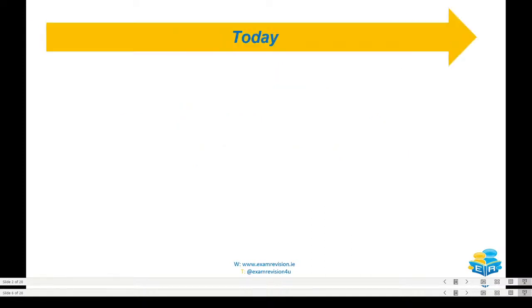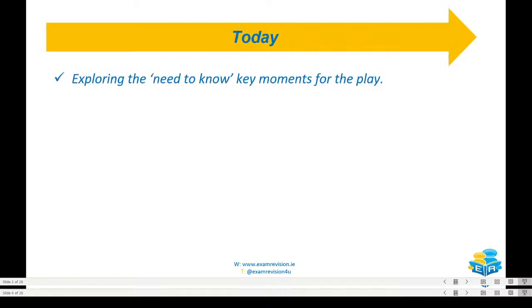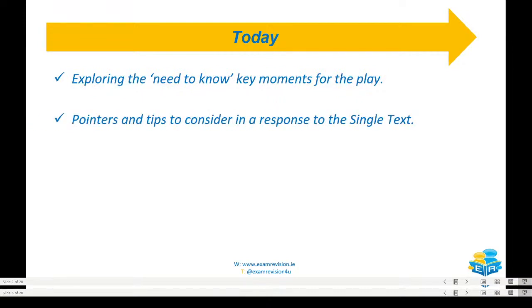Just to give you an overview of what we're hoping to go through today. I'm going to go through the need-to-know key moments from the play itself. This is going to be the first, hopefully, in a series of sessions, and today is going to be focusing primarily on plot, but we are going to bring in other considerations as we go along. There are going to be pointers and tips to consider in a response to the single text essay.